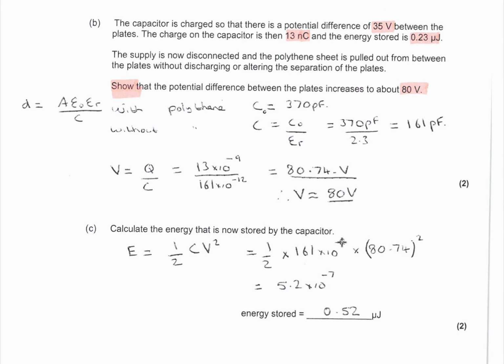In part B, we're given lots of information to start off with. So we're told that the capacitor is charged up so that there is a potential difference of 35 volts between the plates, and that the charge on the capacitor when the potential difference is 35 volts is 30 nanocoulombs, and when we have a potential difference of 35 volts, the energy stored is 0.23 microjoules.